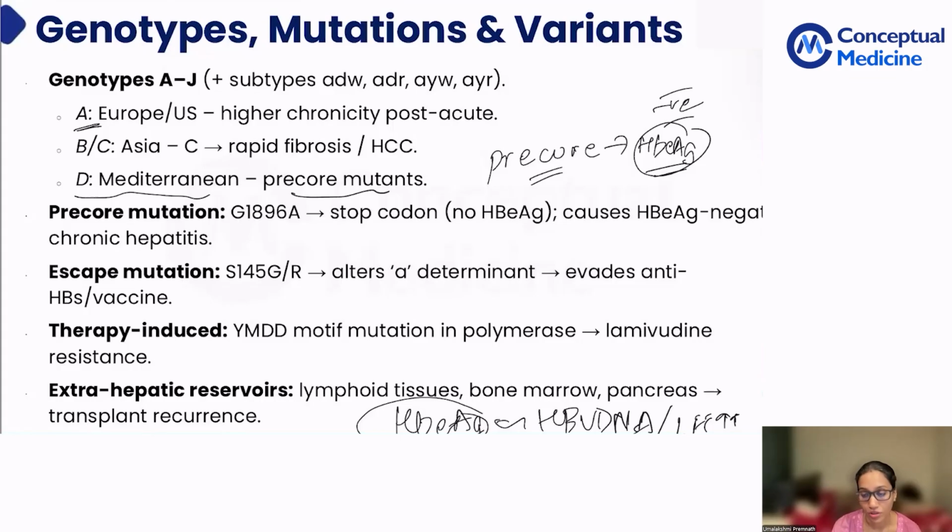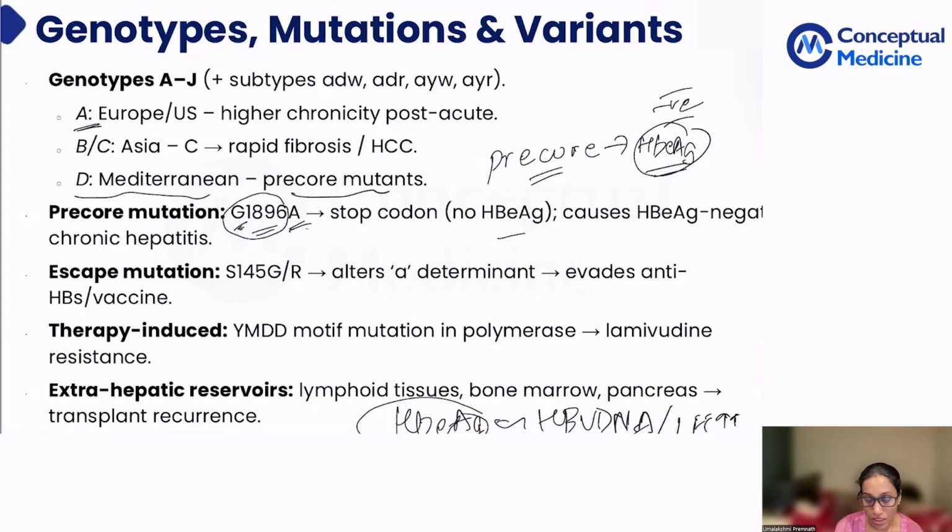Ideally, you should start treatment for them. This is when you're talking about chronic hepatitis B. I'll be coming to that later. What you need to know is that the pre-core mutation is because there's a codon which is changed. G to A at 1896, which results in a stop codon. And because of the stop codon, there's no HBeAg. So that's why pre-core mutants are more common in the Mediterranean countries.